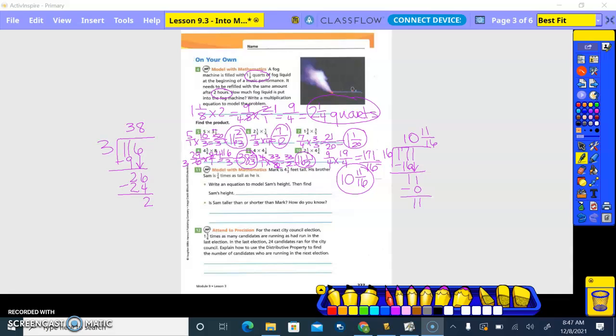Okay, so what would be our equation? 4 1/3 times 3/4. So then that becomes what? What does 4 1/3 become? 13/3 times 3/4. I can simplify. 3 goes into 3 once, 3 goes into 3 once. 13/4, which then becomes what? 3 1/4 feet.